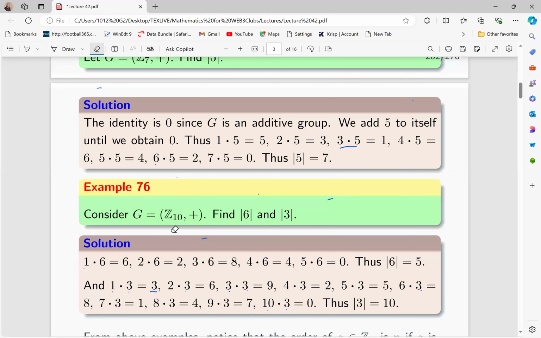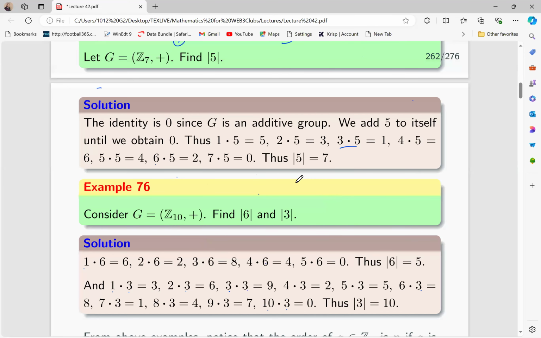That is if the group is additive; I want to look at if the group is multiplicative. But before that, there's something I want to emphasize here. Look at 6 and 10, and then look at 3 and 10. The GCD of 3 and 10, the only common factor, is 1. So we say that 3 and 10 are relatively prime.